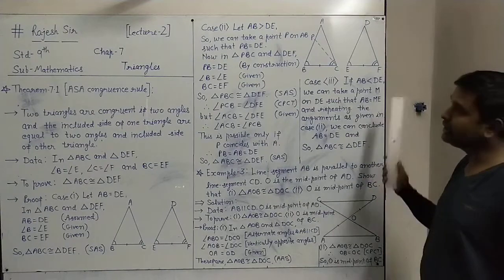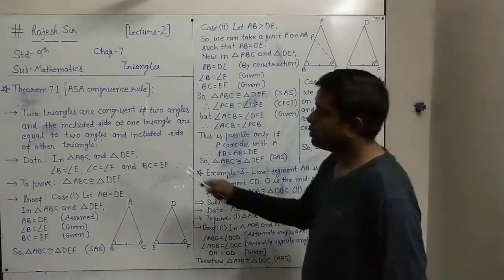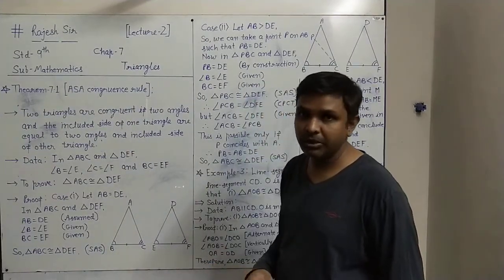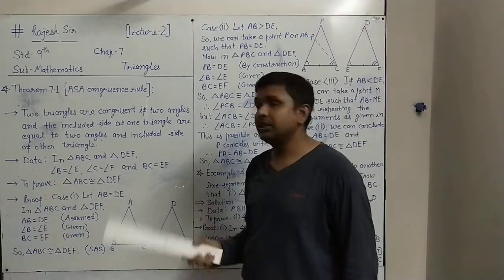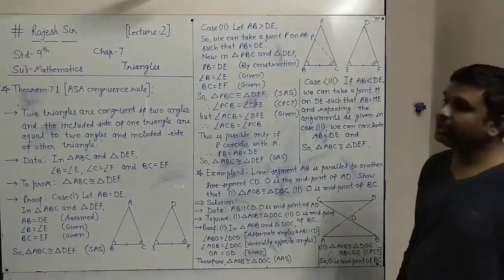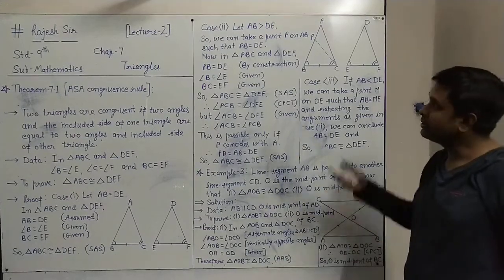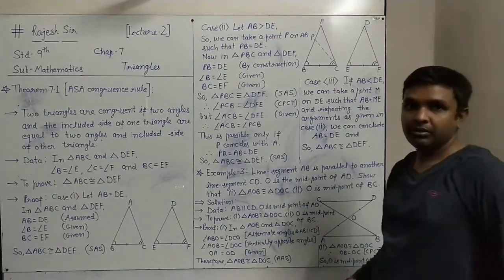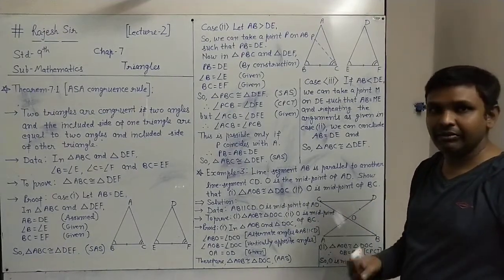This way, in all three cases we have proved this theorem 7.1, the ASA congruence rule. This is very important for exam purposes. In examinations this theorem is asked for 3 marks, and very often from this chapter. It is so important. Write it 2-3 times, confirm it in your mind and understand it very well. Try to write it many times without seeing, so it will be in practice and you can write it easily in the exam.